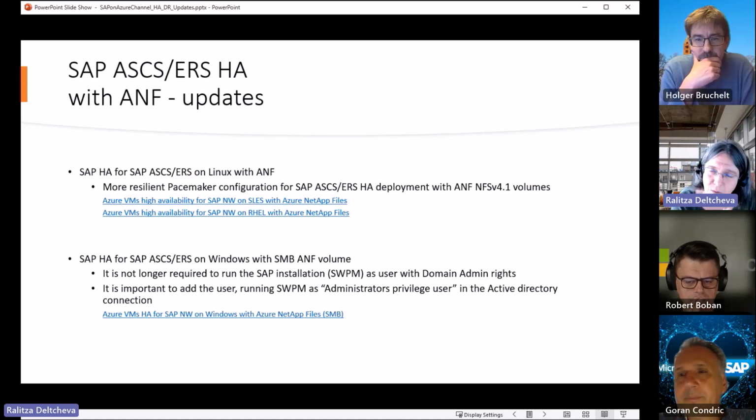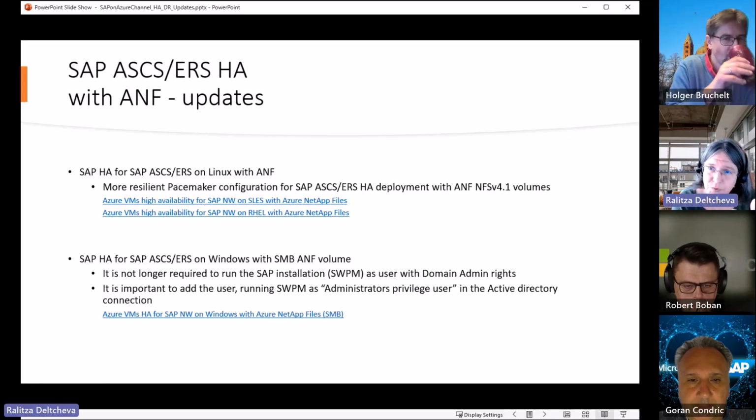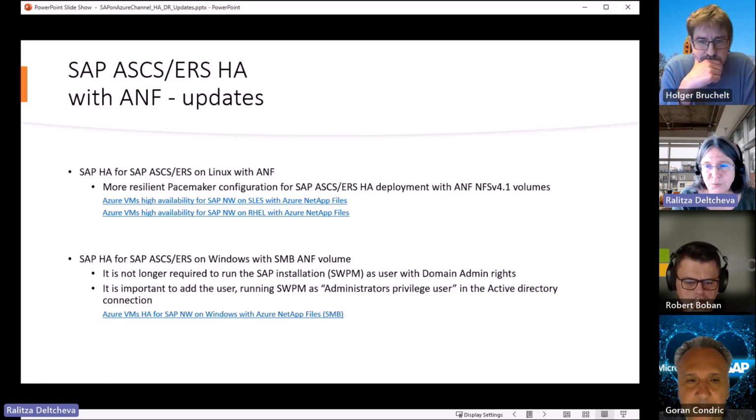And then for working with SMB on ANF, there is another very nice development. It used to be that in order to install a brand new SAP system with SWPM, the user under whose context SWPM was running had to have domain admin rights. And that's not a very typical situation in the real world. Usually it's a basis admin who installs the system, and it's very rare for a basis admin to get domain rights. So that's no longer the case. There is a new feature that's available since last year.